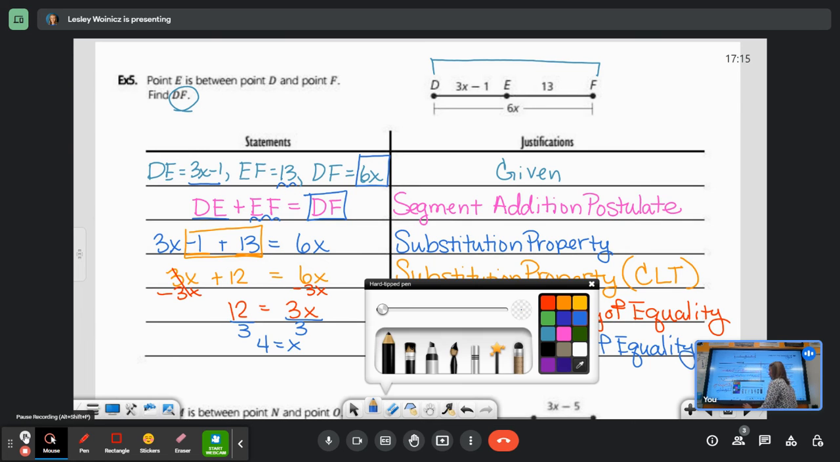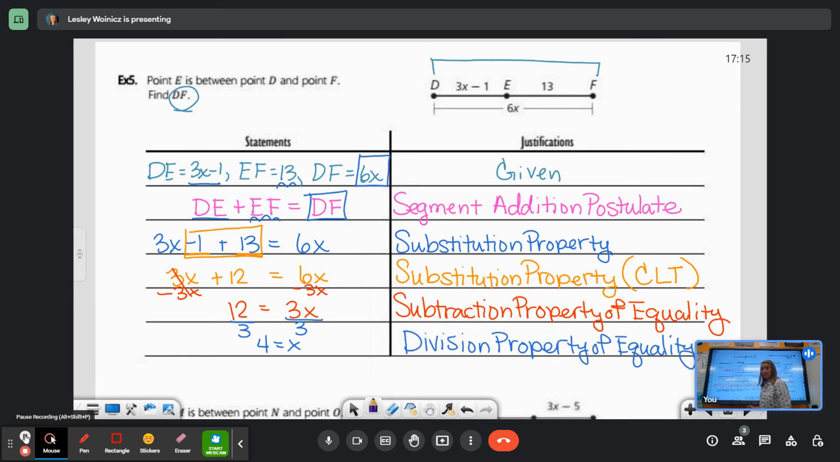Now, if you're anything like I was when I was a kid, I've already forgotten that at the very end of this problem, I'm supposed to find DF. It's very easy to do. The way that we find DF is that we plug it in. Remember that DF equals 6x.